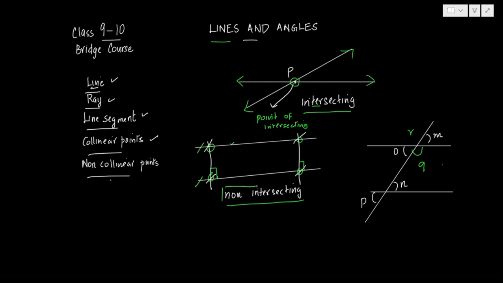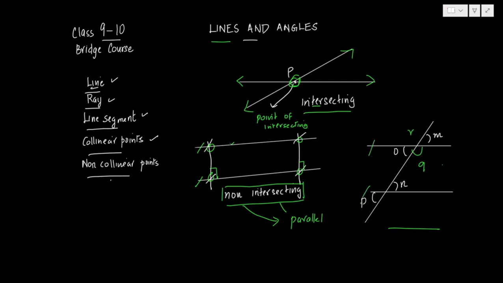So another way of calling non-intersecting lines is parallel lines. Parallel lines never touch each other, they never intersect with each other. So non-intersecting lines are nothing but parallel lines. Intersecting lines, of course, are lines that meet each other. So there are certain concepts of parallel lines that I want you to be aware of, because this is crucial.